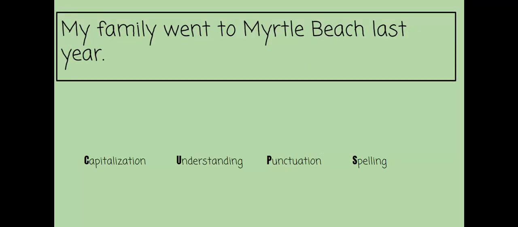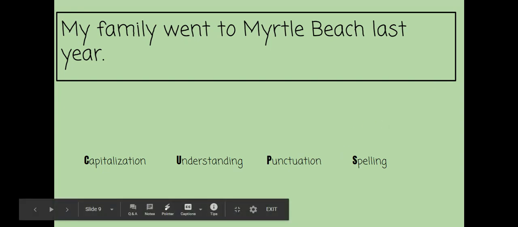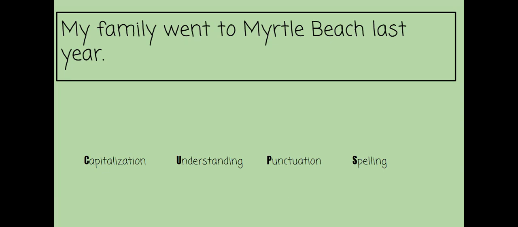So let's look at this. When you're writing your sentence, it's important to think about all these things at the bottom: capitalization, understanding, punctuation, spelling. For example, for this sentence: my family went to Myrtle Beach last year. Capitalization is the first thing you need to check. Does this sentence start with a capital letter? Yes, it does. My is the first word in my sentence, and it starts with a capital letter. Understanding: does my sentence make sense? I'm going to reread it to make sure I'm not missing any words or have extra words. My family went to Myrtle Beach last year. I understand that sentence, so that is a check.